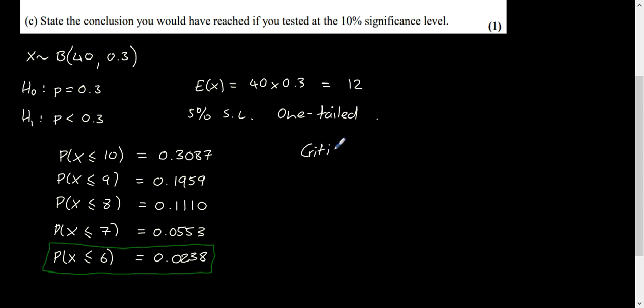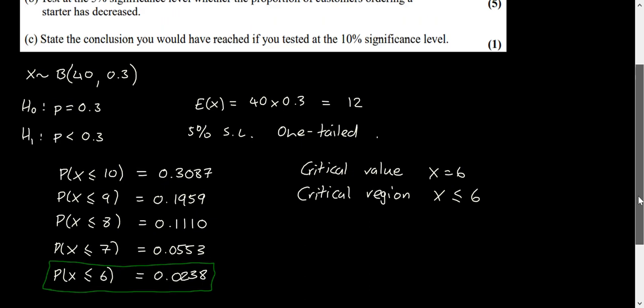So we can write two things about this. We can say that the critical value is x equals 6. That's our boundary. Anything above 6 returns a non-significant result. Anything less than or equal to 6 returns a significant result. So that means that our critical region is x is less than or equal to 6. So in this circumstance, out of this sample of 40, any number of people who choose starters that is 6 or lower is evidence that the probability is less than 30%.